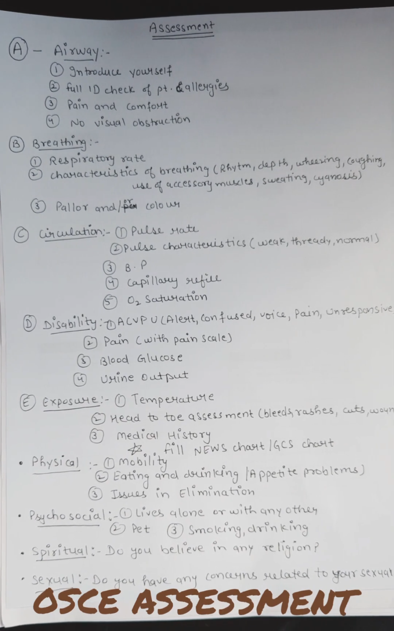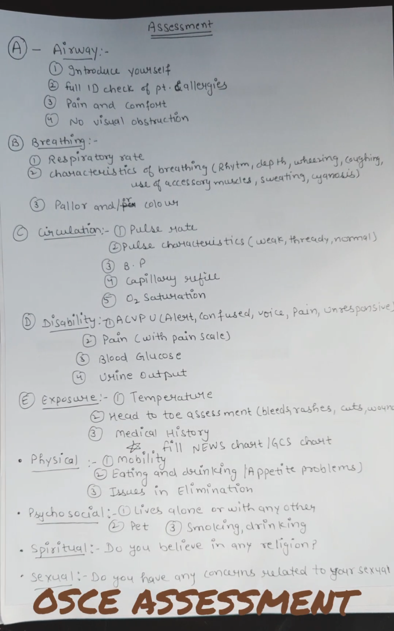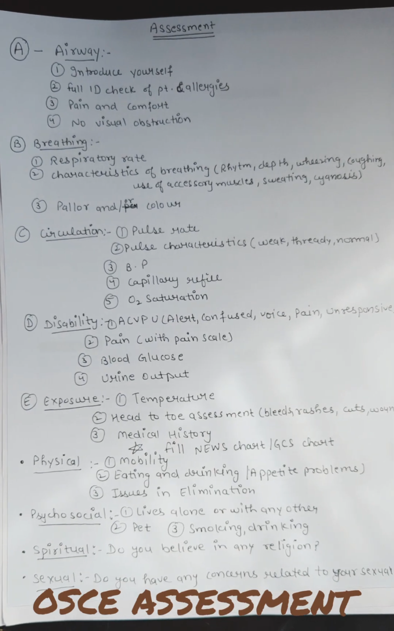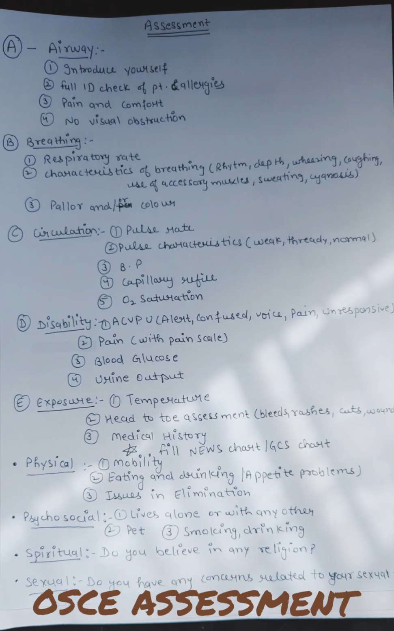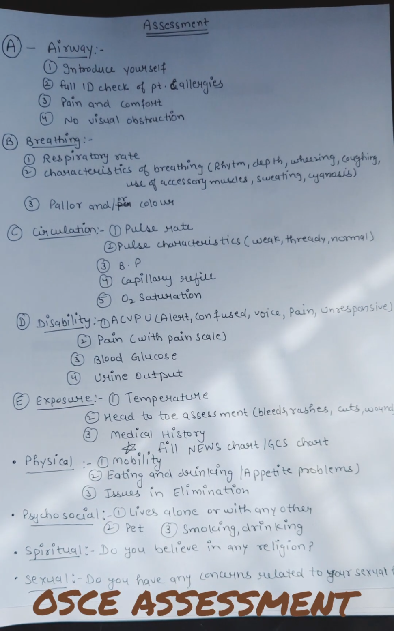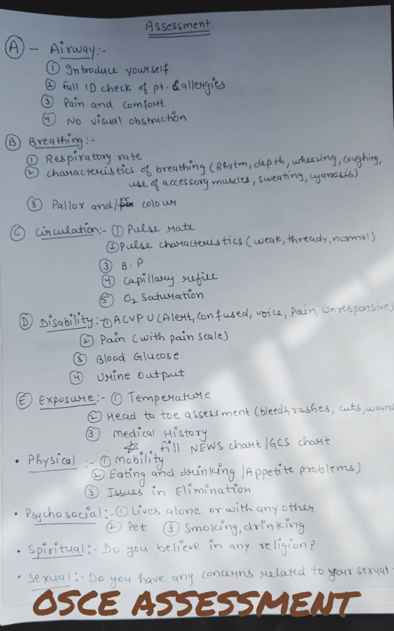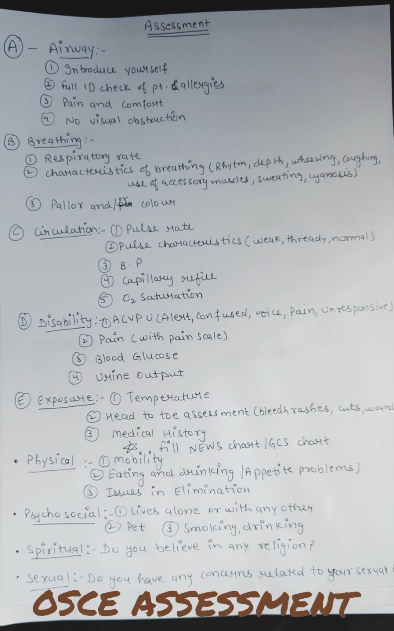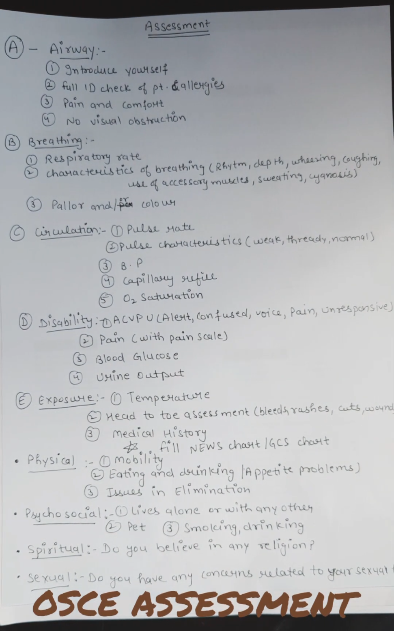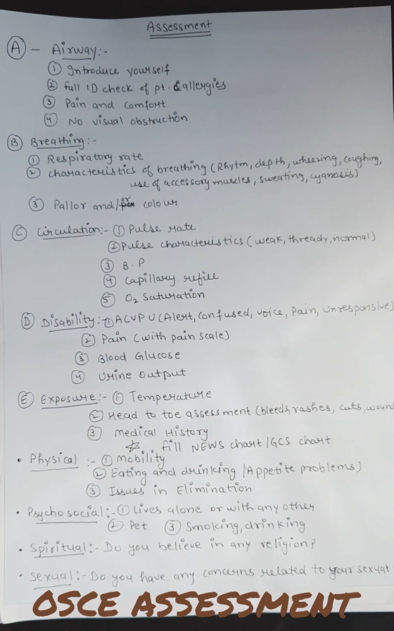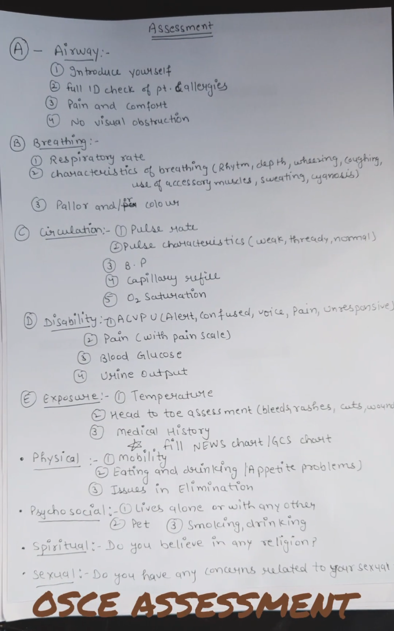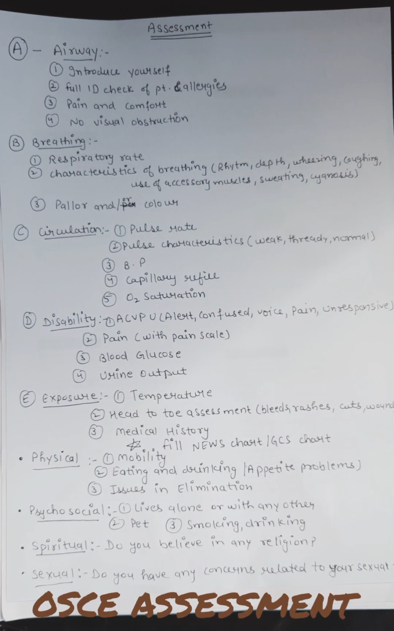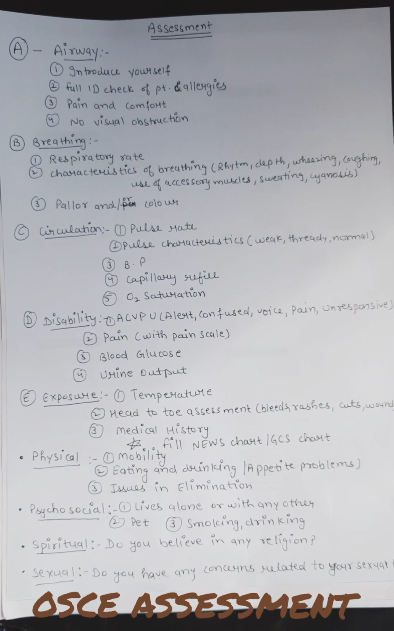Then you will check the patient's pallor, is it yellow, pink. If it's a black patient, then you can say to the patient, could you please put your tongue out for me so I can check the pallor of your tongue. If the tongue is red, then you can say that I can see that the tongue is red, so it's normal. Then you will proceed to the next, circulation.